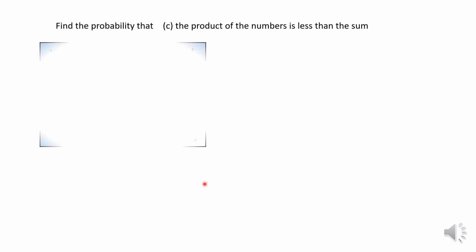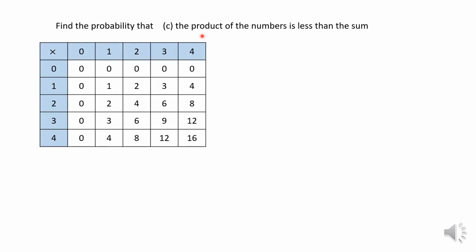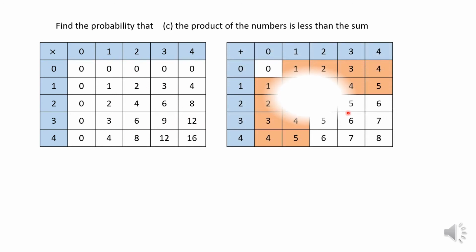Right, then the C part is asking you to find the probability that the product of the numbers is less than the sum. Now what I have done here is I've taken the product of the numbers, so obviously I've multiplied, like 1 times 0 gives you 0, and 4 times 1, for example, is 4, or 3 times 3 is 9. Alright, so I'm going to bring in another table where I took the sum. So we're going to look for where the sum is bigger than the product, and I have indicated them here with these colors here. All right, so all of these indicate where the sum is bigger than the product.